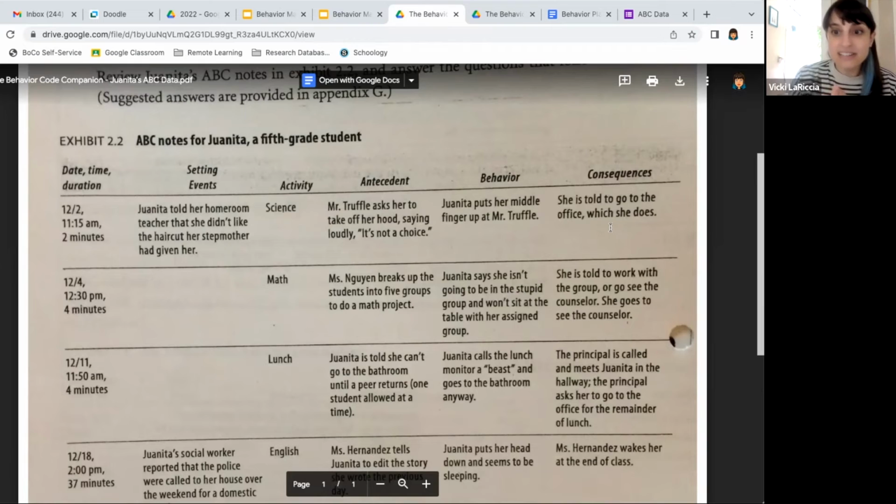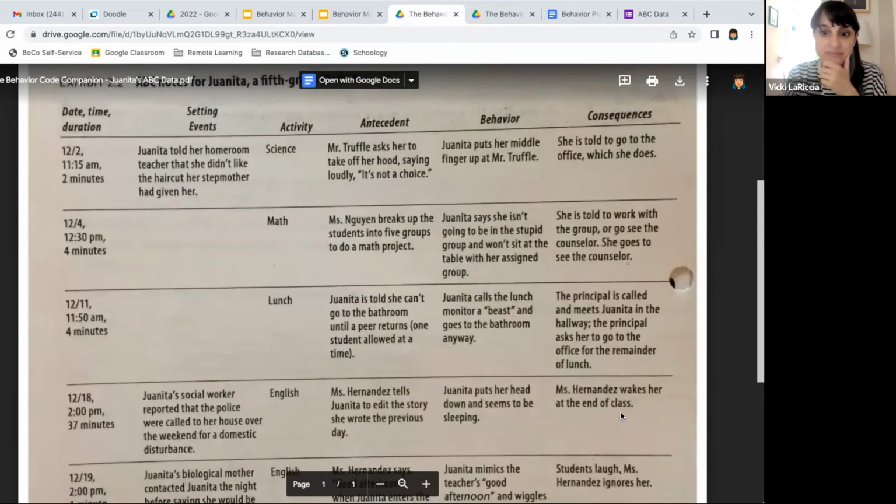And another teacher, I don't know if it's the same teacher, let's see. So this is math, Ms. Nguyen. She gets the option to go see the counselor. So that's what the teacher gives her, that option. At lunch, someone calls the principal and the principal gives her the option to leave lunch. And in the time that she falls asleep, the teacher gives her the option to sleep.